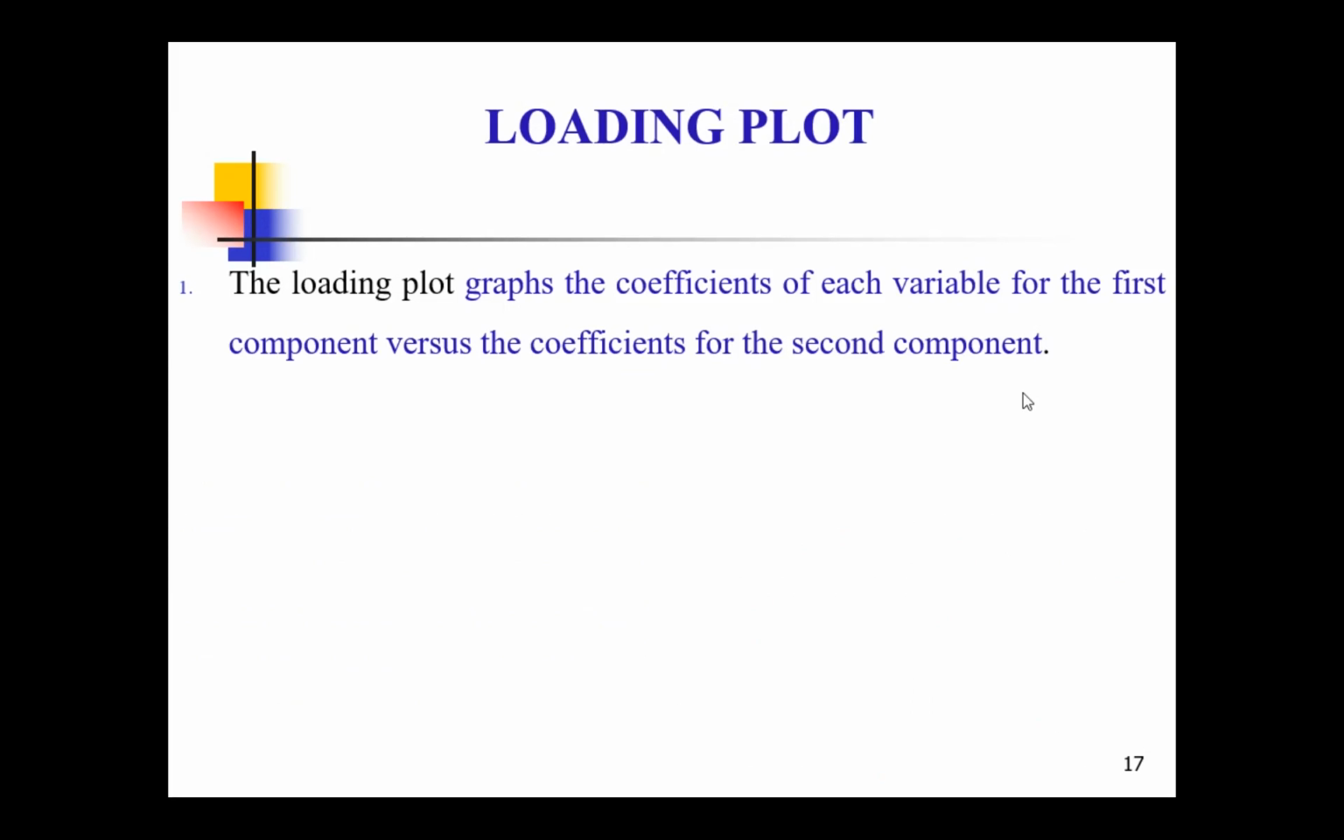Then comes the loading plot. This loading plot plots the coefficient of each variable for the first component versus the coefficient for the second component, that is the first principal component and the second principal component. For example, if I consider three inputs, then the number of variables is 3. In the first principal component, for these 3 variables, I will have a coefficient. Similarly, in principal component 2, for these 3 input variables, that is flank wear, surface roughness, material removal rate, I will have a coefficient in principal component 1 and also in principal component 2. So these coefficients are correlated using this loading plot.